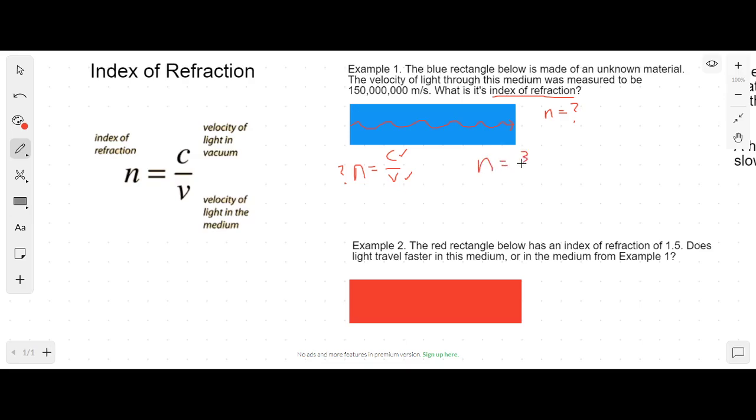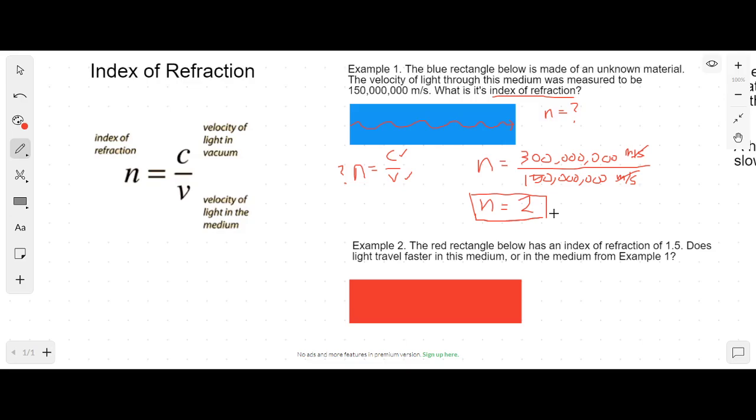So n is equal to 300 million meters per second over the given value of 150 million meters per second. Now I wrote the units out so that I could show you that the units cancel. And when you do this math, what you get is the value 2. So n, the index of refraction of this unknown blue material, is 2. There are no units, okay? N is an index, it's a ratio. There is no unit for n.